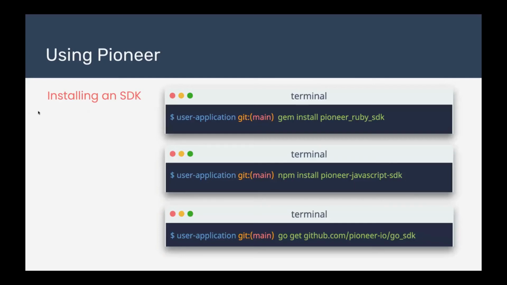Note that in order to evaluate feature flags in a user's code, the user will need to install the appropriate SDK in their code base. This can be done with a single command. And on this slide, we see examples of the SDK installation command for each of our 3 SDKs.